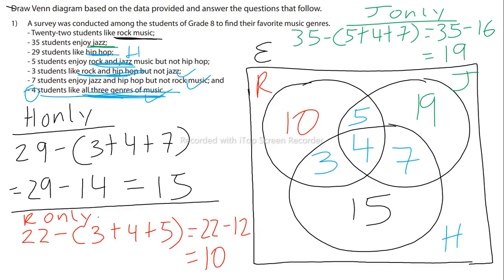Oh, she said I didn't do the universal. Okay, she's right. So let's do the universal. What's going to be in the universal set? So 63. Let's add it.